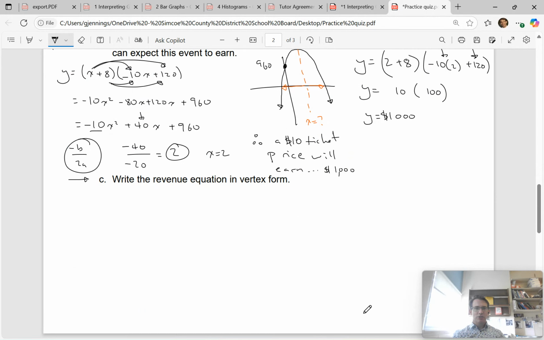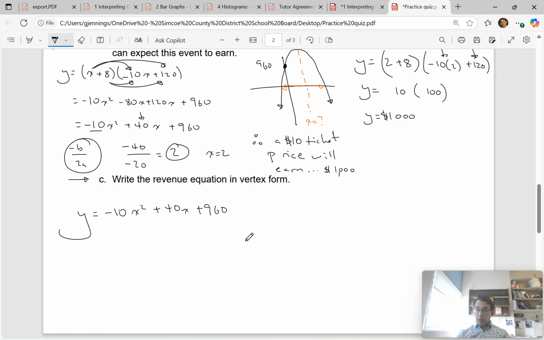The last thing is to write the revenue equation in vertex form. So one way to do that is to say, okay, I have y is equal to negative 10x squared plus 40x plus 960.